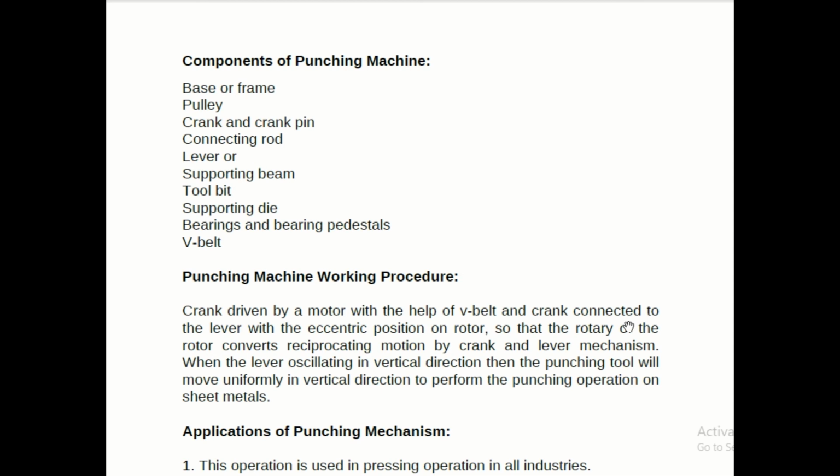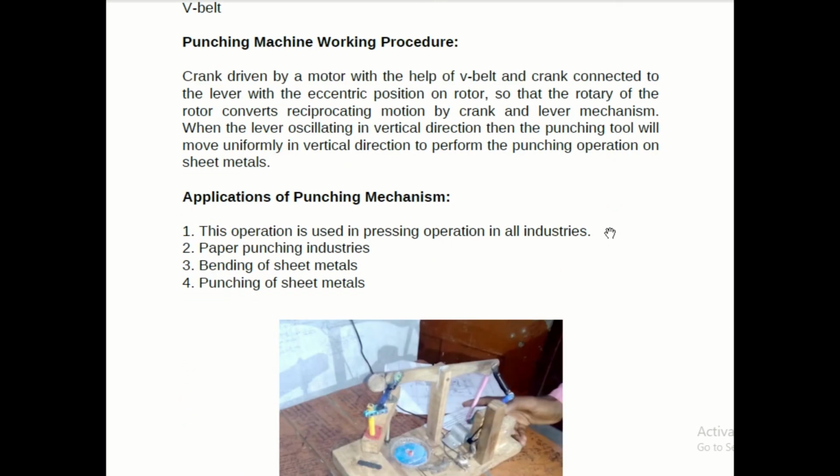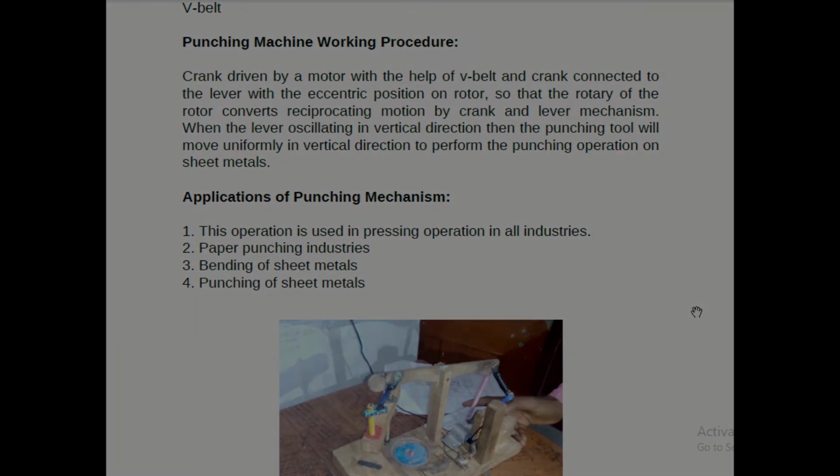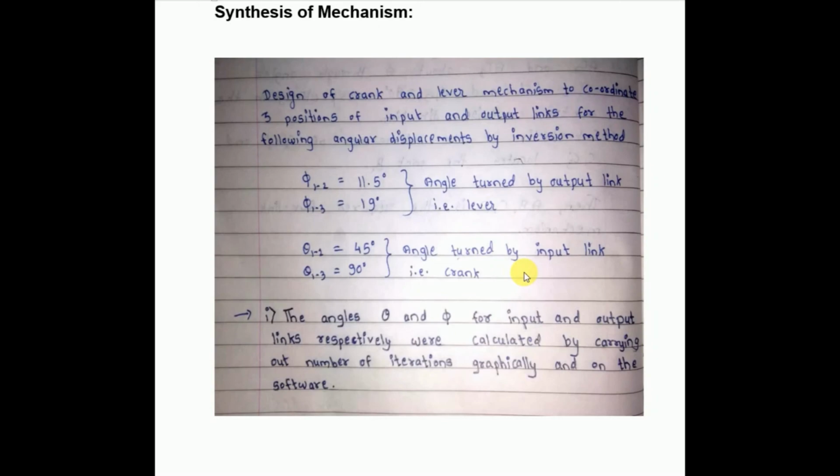Now we will have a look at the components of our punching machine. We have a base or frame, pulley, crank and crank pin, connecting rod, lever, tool bit, supporting die, bearings and bearing pedestals and V-belt. We are going to drive the crank with the help of a motor with the help of V-belt. Currently, we have developed a basic model of this mechanism wherein we have a hand-driven crank. We can use this mechanism for paper punching industries or punching of sheet metals.